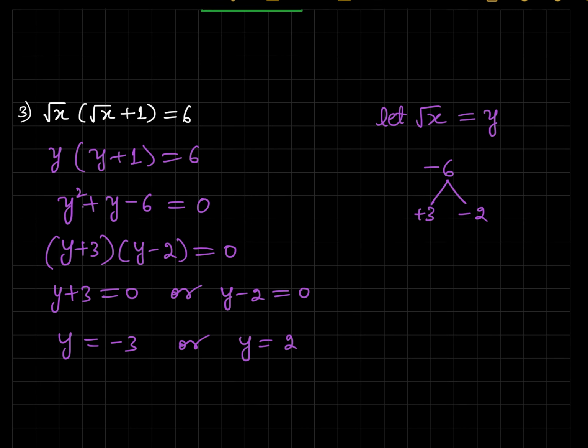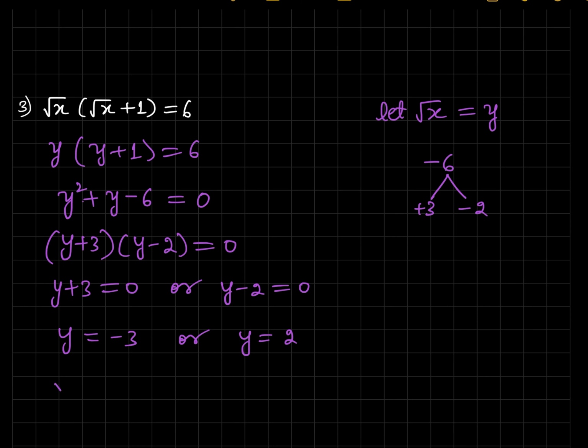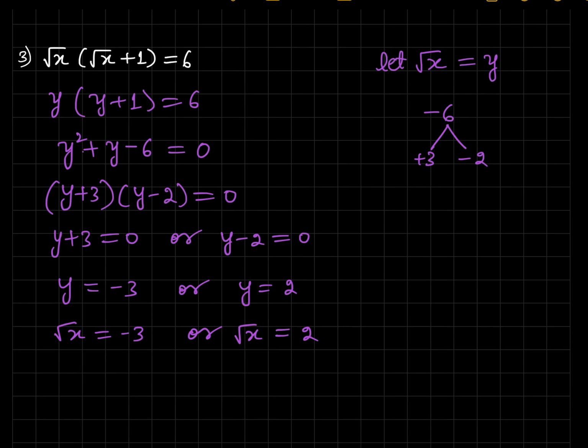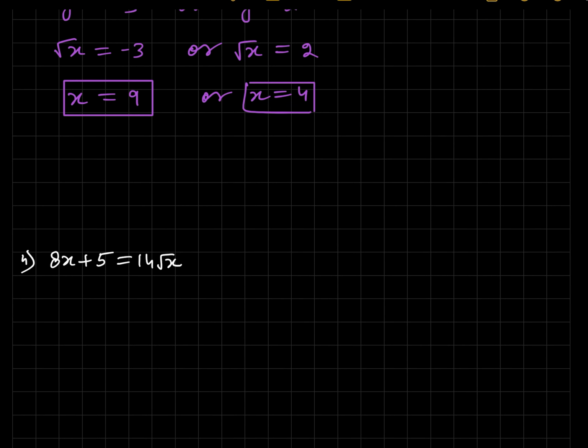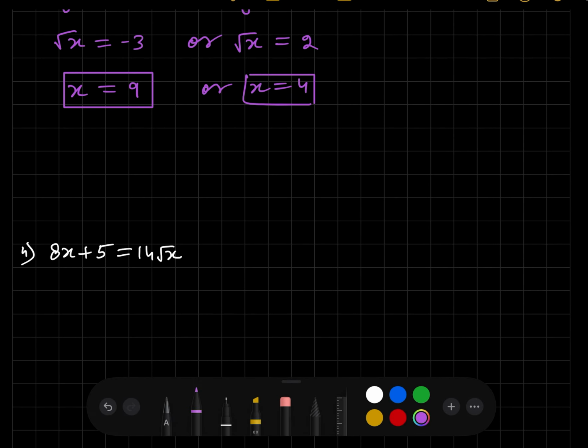Okay, now substituting our value here. So square root of x is negative 3 or square root of x is 2. So now squaring both the sides, I will be getting x is equal to positive 9 or x is equal to positive 4. So these will be two solutions of our quadratic equation. Now let us solve one more question so that you have hands-on practice on it.